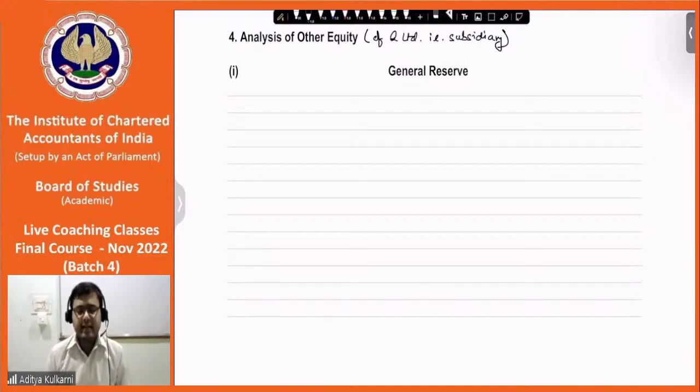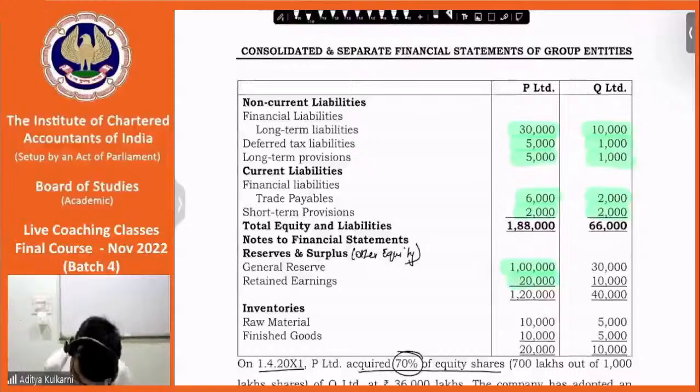You never analyze the reserves of the parent. Parent though it's there, the subsidiary's reserves are getting added to that. So we will never analyze the reserves of the parent. It's always of the subsidiary. So general reserve, what is this balance? Sir, this balance is 30,000.